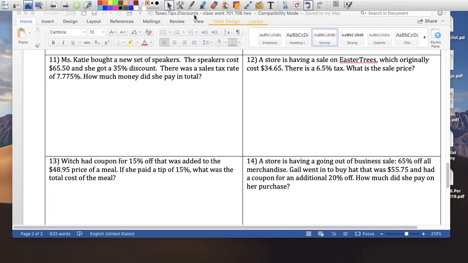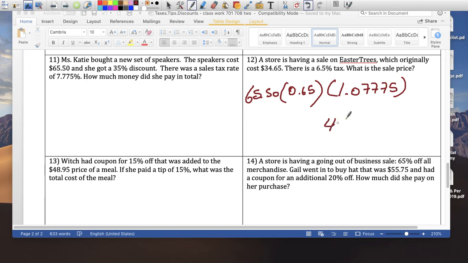Number 11, Katie bought speakers, there's a discount, and there's this tax. Okay, so again, this one we can do a really quick one. So we've got $65.50 times, she got a discount of 35, it means you have to pay for 65% of the value. And then we have to pay a tax. A tax means an increase, so it's going to be 1 point something, in this case 1.07775. So if you do all three, 65.5 times 0.65 times 1.07775, we get our grand total that she's going to end up paying, $45.89.